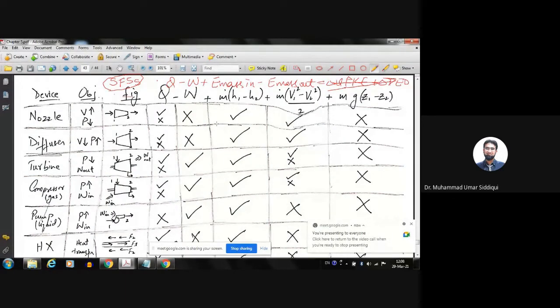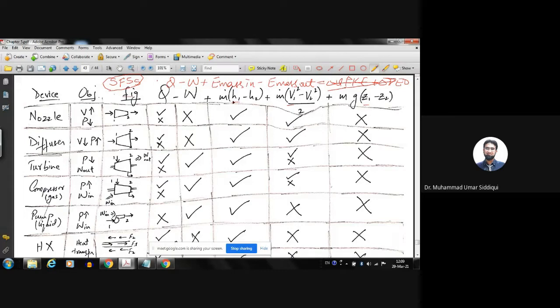So now we have Q minus W plus E mass in minus E mass out. For many of the devices, we have only a single mass flow inlet and a single mass flow exit. So E mass in minus E mass out will come out to be m dot times the change in enthalpy, because now we are talking about fluid going in and out of our system. Whenever fluid is going in or out, there are different kinds of energies associated with that fluid: enthalpy, kinetic energy, and potential energy. The difference in these energies would be the E mass in minus E mass out.